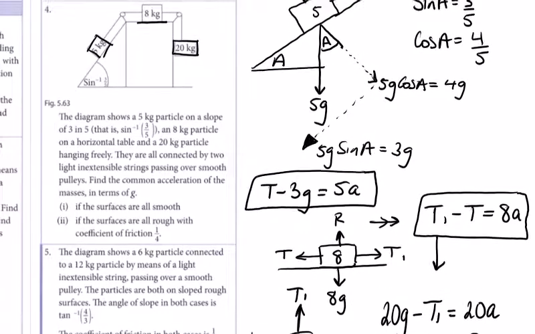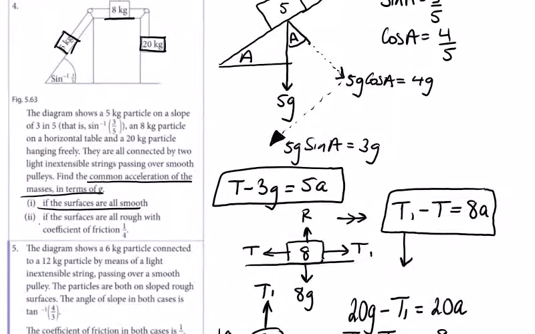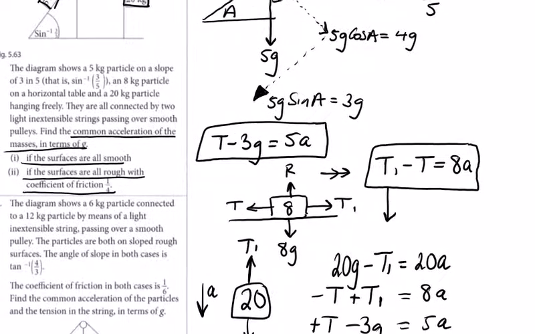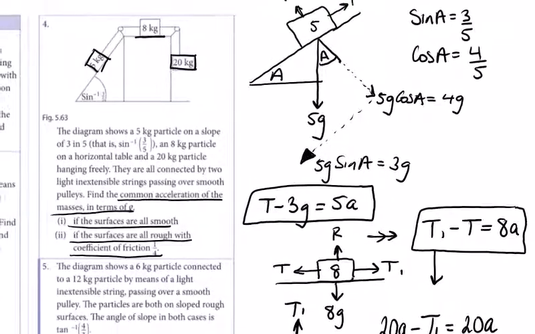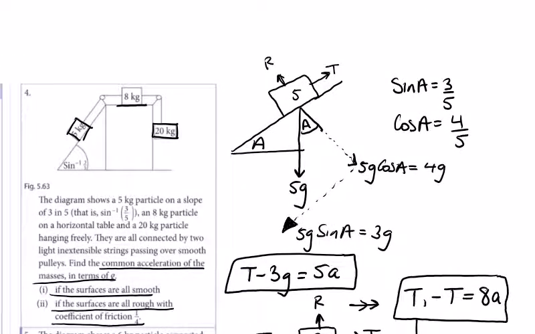What else are we asked here? Find the common acceleration. We've gotten that in terms of g. Now, if the surfaces are all rough, the coefficient of friction is a quarter. Okay, so we have to change these equations around now. The coefficient of friction is a quarter with the 5 kg. I'll change color and we can see it a bit clearer on the current diagrams.